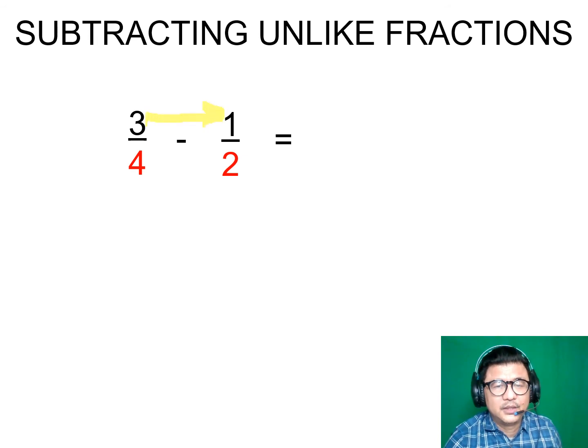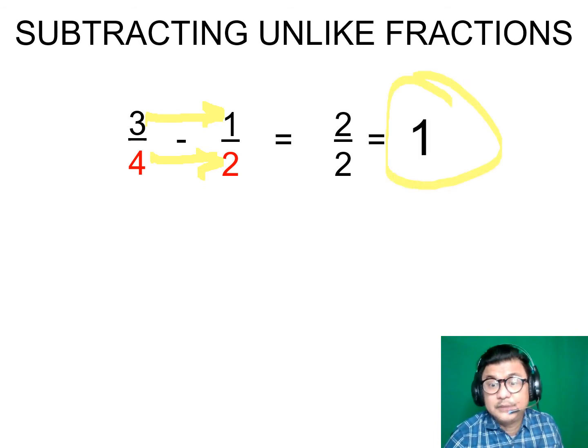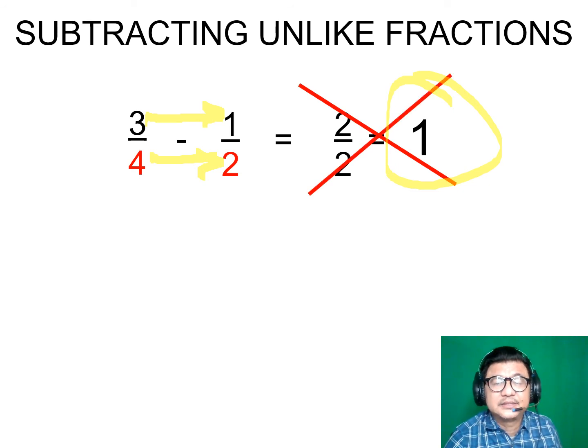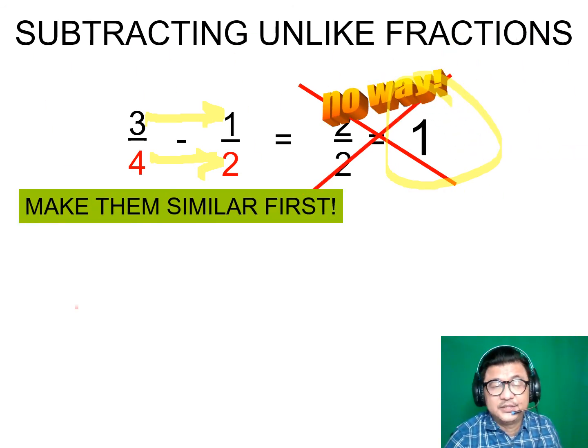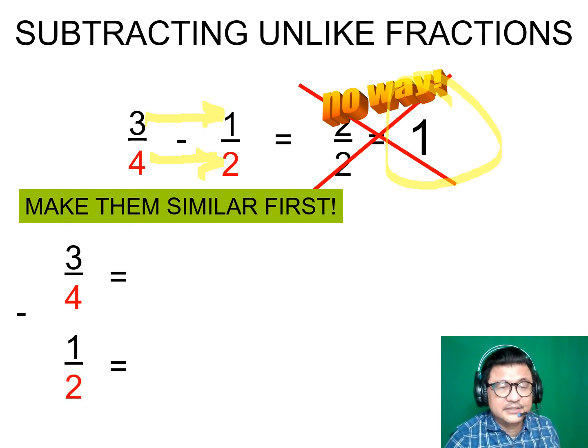3 minus 1 is a 2. 4 minus 2 is a 2. 2 over 2 is a 1. How come Miss James would have another whole cake when she gave away a portion of the cake? So that can't happen. That is the wrong way. Again, you cannot subtract because the denominators are different. We'll have to make them similar. Okay, that 4 and that 2 should be the same.